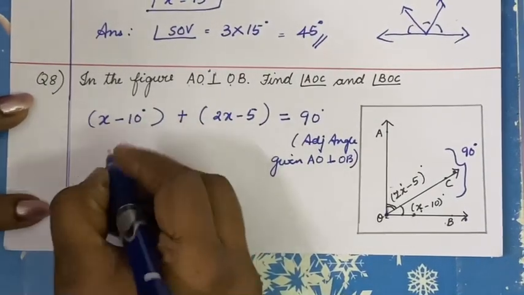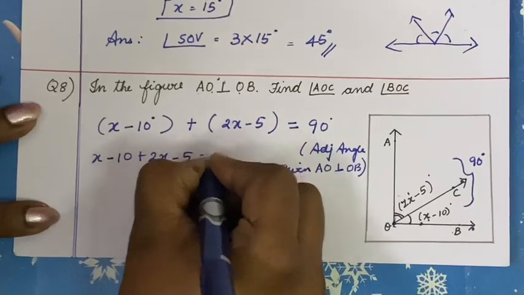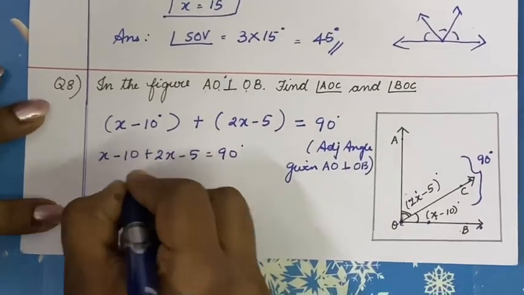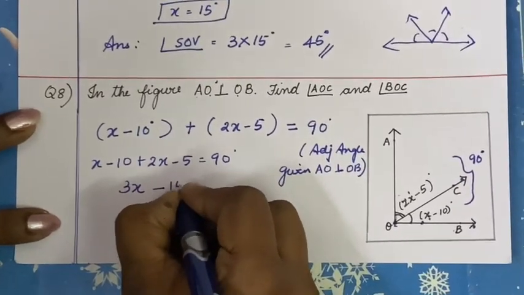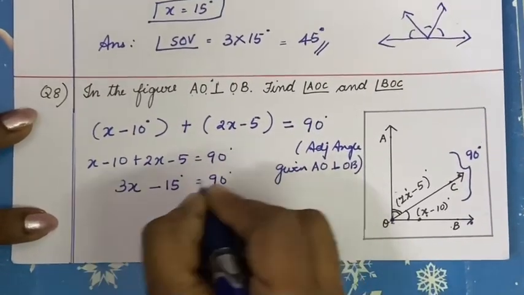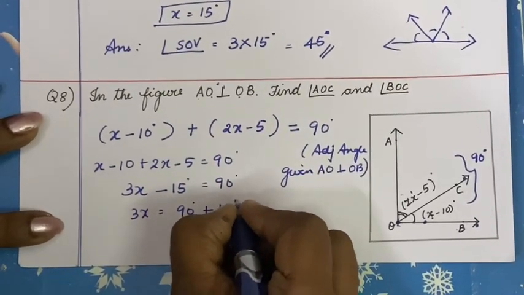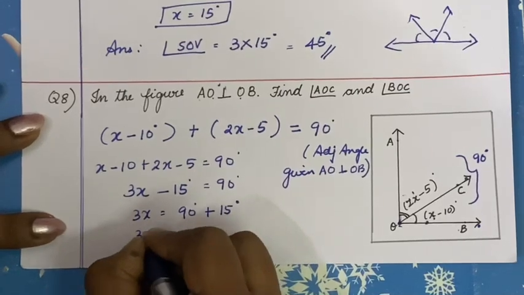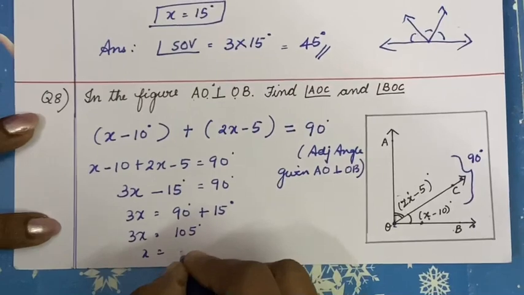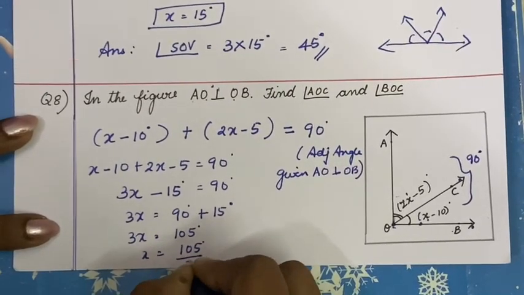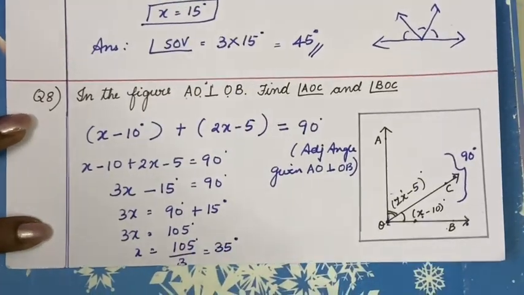Now we will solve this. So x minus 10 plus 2x minus 5 is equal to 90 degrees. What do we have is 3x, here you have minus 15 degrees, equal to 90 degrees. 3x is equal to 90 degrees plus 15 degrees. So 3x is equal to 105 degrees. So x is equal to 105 divided by 3, which is equal to 35 degrees. So x is equal to 35 degrees.